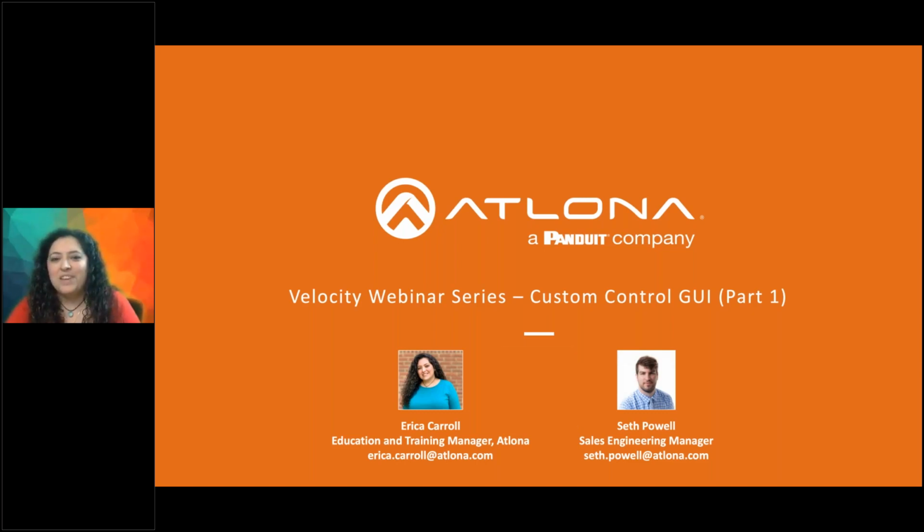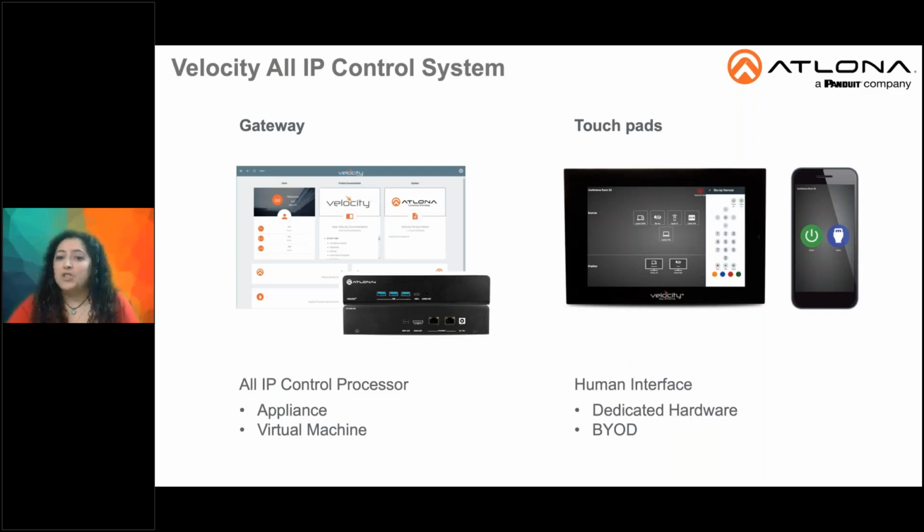Thanks, Seth. So we'll be hearing from Seth in just a few moments, but first I'd like to thank you all for joining us today as we continue to unravel another feature in this Velocity series, and today's focus is on custom control GUIs. Just to recap, Velocity is an IP-based control system comprised of a few very distinct components, but today I'll cover just two. First is the gateway, which comes as a hardware appliance or runs as VMware, allowing us to control up to 5,000 IP controllable devices. And second is the touch panel, or the user-facing control pad.